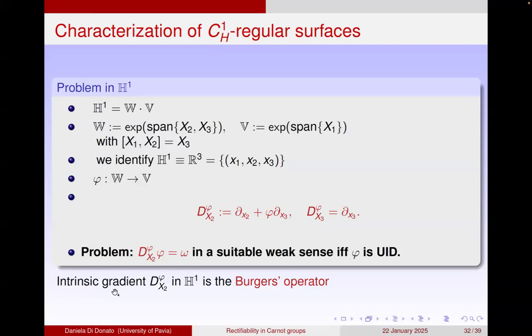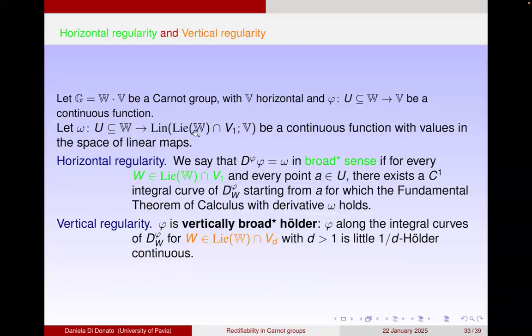In this context, the intrinsic gradient is exactly the Burgers operator. And my problem is to study the suitable solution of the Burgers equation, which is equivalent to asking the UID condition. In the general context, we ask for horizontal regularity and vertical irregularity.